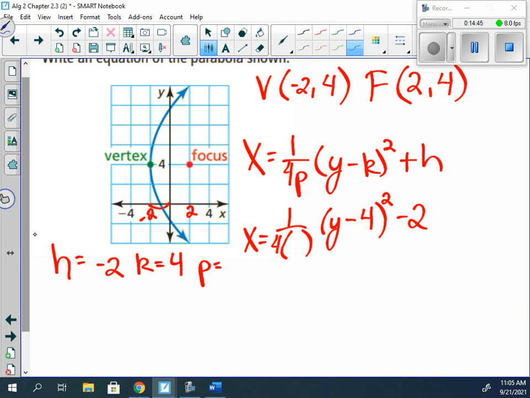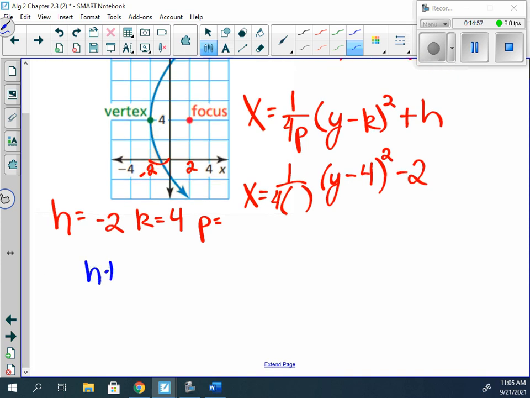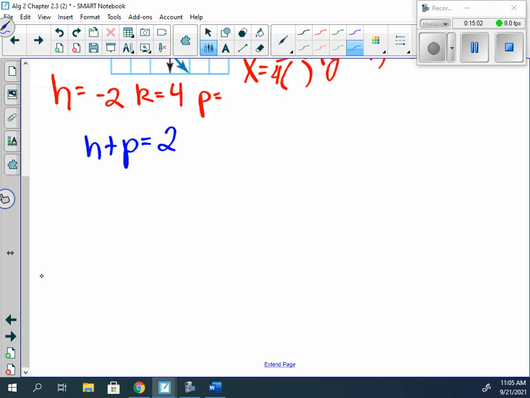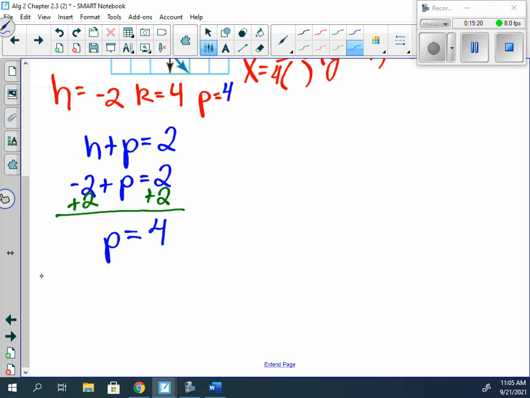How can I go about finding p? Because the focus is what? H plus p. So here, h plus p is equal to 2. Well, h is negative 2, so negative 2 plus p is equal to 2. We would add 2 to both sides, telling me that p is equal to 4.